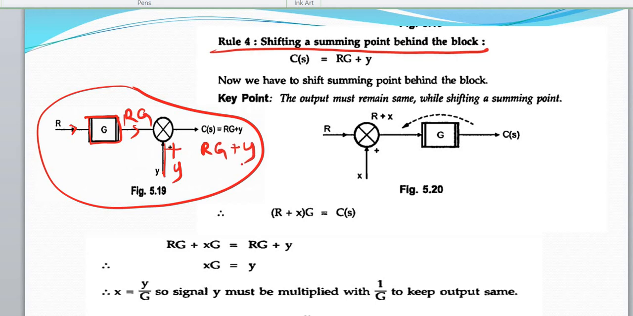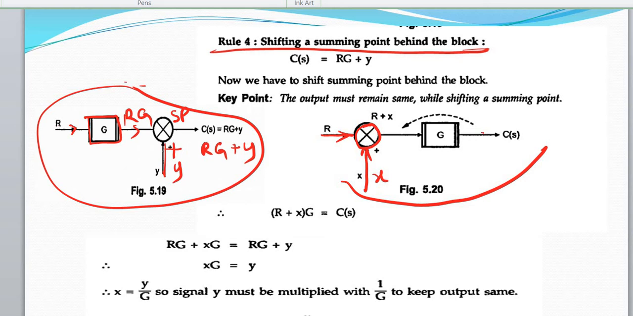Now what I want to do is bring this summing point SP behind this block, shifting the summing point behind the block. After shifting the summing point behind the block, I should not have any change in the output as well as the feedback or the signal going to the summing point. I want to take the summing point from this point to this point, which I have taken now. So to this summing point, the input is R and this other signal, let it be X.